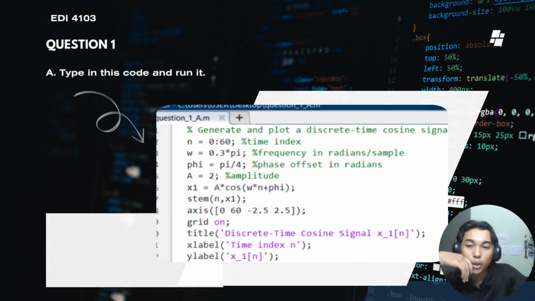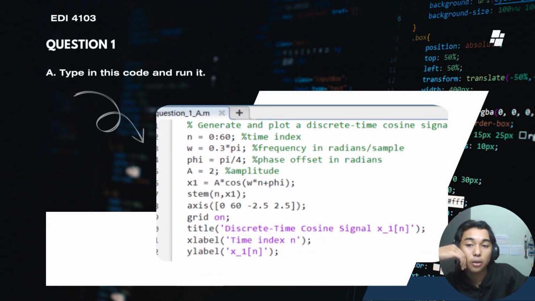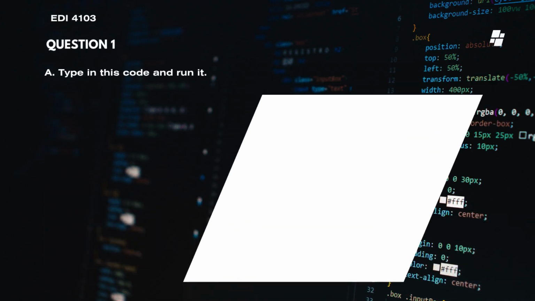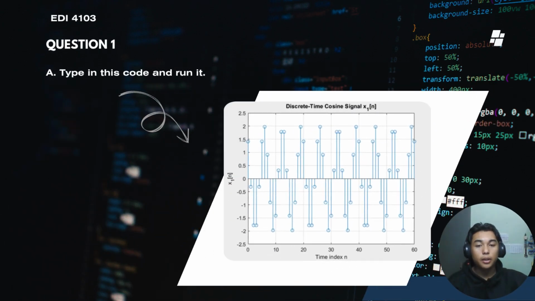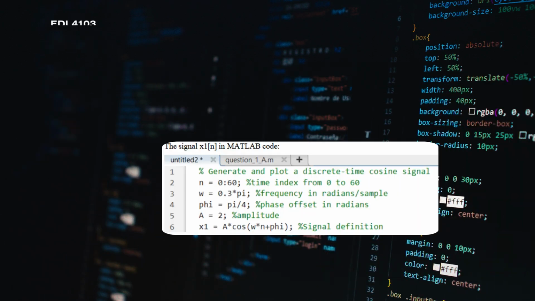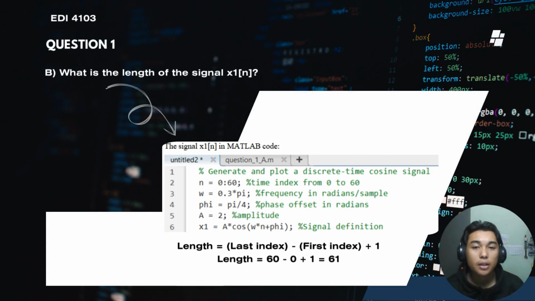Okay, for question 1A, this is the written code. This is the output of the code that has been run. Okay, next for question 1B, this is the code and the length is 61.